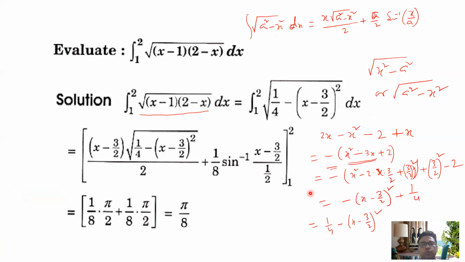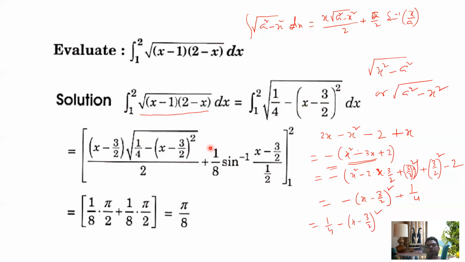So from the figures, from the calculation, it is clear we have converted this into 1 by 4, that is (1 by 2) whole square minus (x minus 3 by 2) whole square. So that means a square minus x square formula. So formula wise, your formula is x into root under a square minus x square by 2 plus a square by 2 sine inverse x by a.